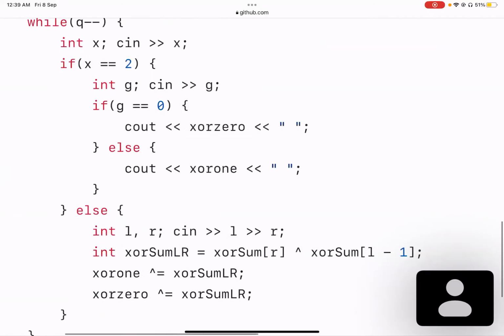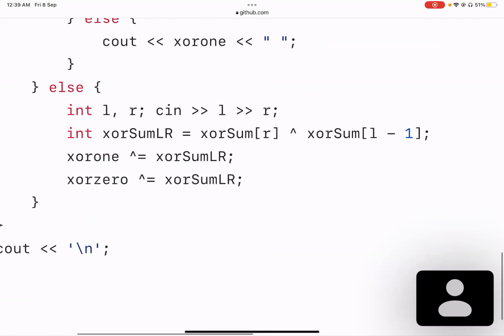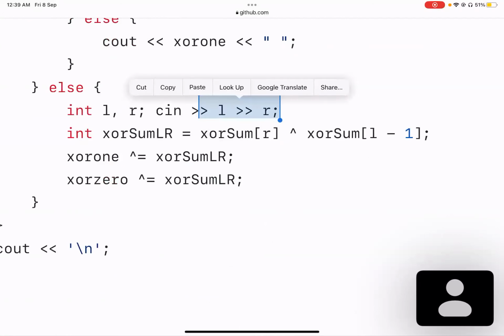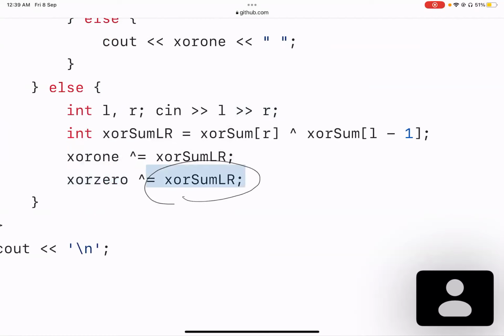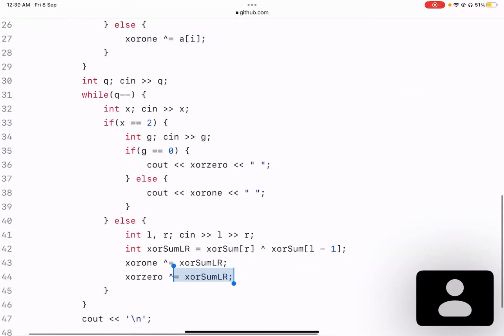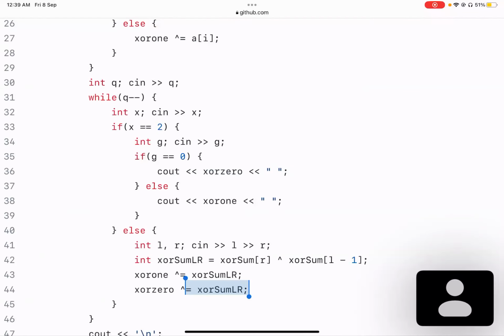And as I told you, if we are getting L and R, what we are doing is we are updating XOR 1 with the XOR of L2R. Similarly, we are updating XOR 0 with the XOR of L2R, right? This is what we are actually doing. And if we get g is equal to 0, we are returning XOR 0. And if we are getting g equal to 1, we are returning XOR 1. Is this clear to all?